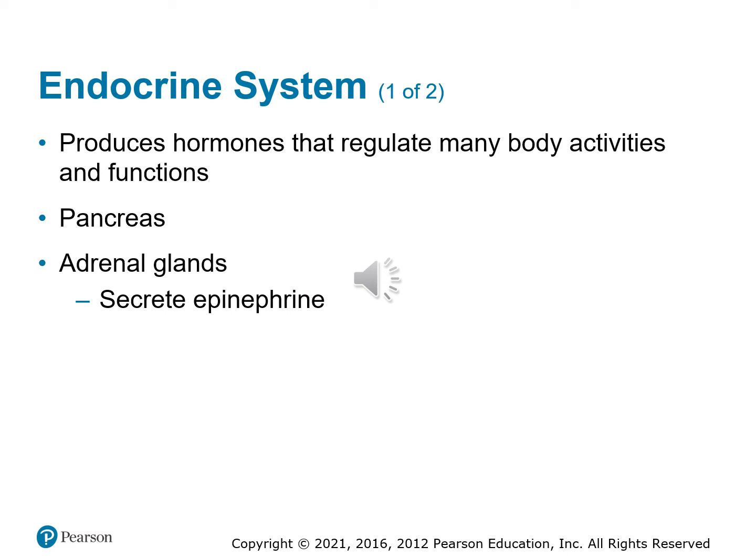The endocrine system is one of those more advanced systems within the body. I say that because it produces hormones, and then it regulates those hormones to control many of our bodily activities and functions. When we think about the pancreas, understand that's part of the endocrine system, again, with the production of insulin. We also have the adrenal glands that help secrete epinephrine. And epinephrine is going to be important as we talk about the fight or flight system and how the body is going to respond in certain situations.